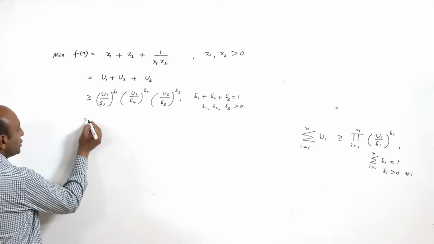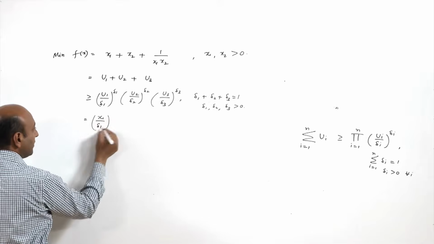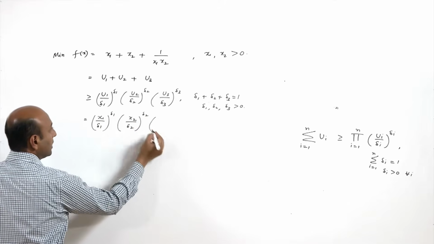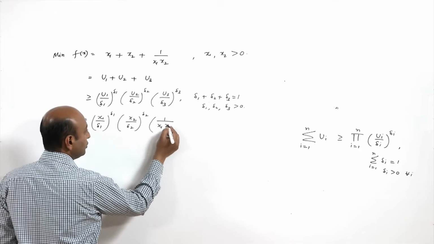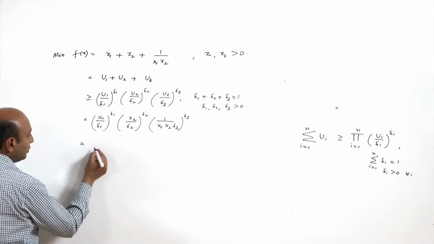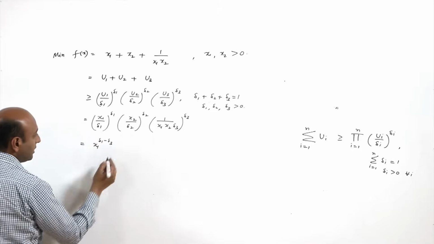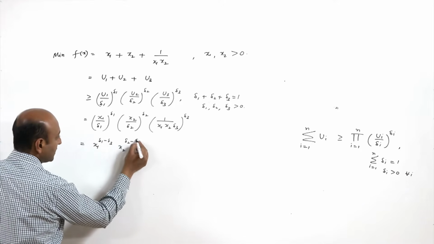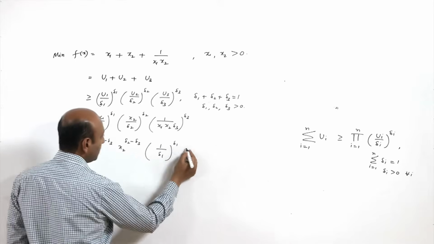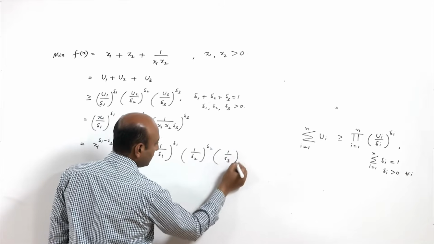Now, what is u1? u1 is nothing but x1. So, (x1 upon delta 1) raised to power delta 1, (x2 upon delta 2) whole raised to power delta 2, and it is (1 upon x1 x2 delta 3) whole raised to power delta 3. So, it is equal to x1 whole raised to power (delta 1 minus delta 3), x2 whole raised to power (delta 2 minus delta 3), and next remaining terms are (1 upon delta 1) whole raised to power delta 1, (1 upon delta 2) whole raised to power delta 2, (1 upon delta 3) whole raised to power delta 3.